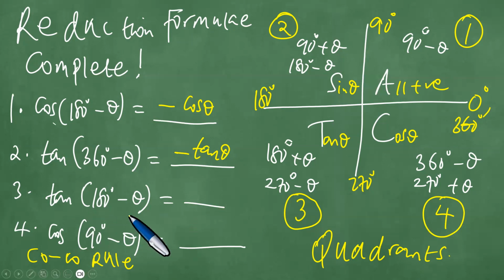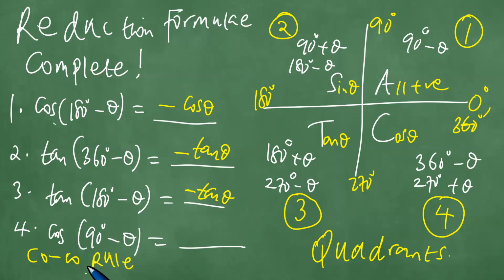Number 3, anyone? Negative tan theta. Well done, Yolande. It's negative tan theta because 180 minus theta is in the second quadrant, and the sine is the only one that's positive there, so the tangent is negative there. Tangent is negative, so you write a negative and you copy tangent and the theta.